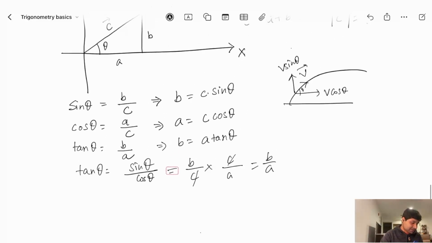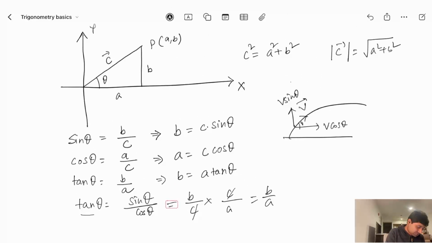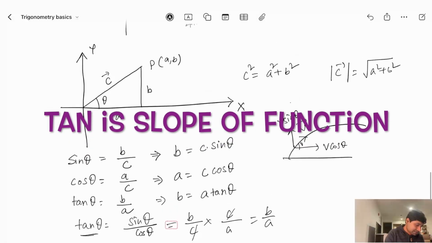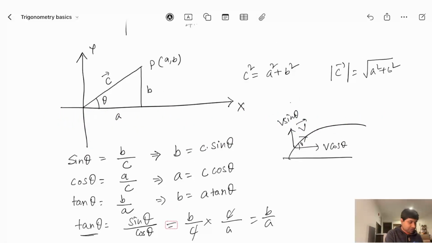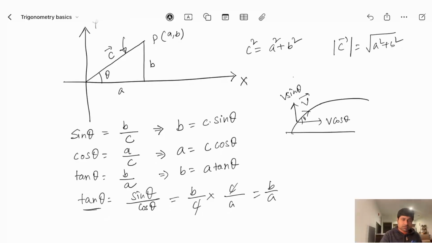But there is one important thing I want to mention here. The tan theta is representing the slope. You can clearly see it is giving you height by base. So how a particular line is aligned with respect to the x axis can be determined by tan theta. We'll discuss more about this concept when we go through the straight line, circle and all sorts of things, because tangent has a close relationship with the slope.